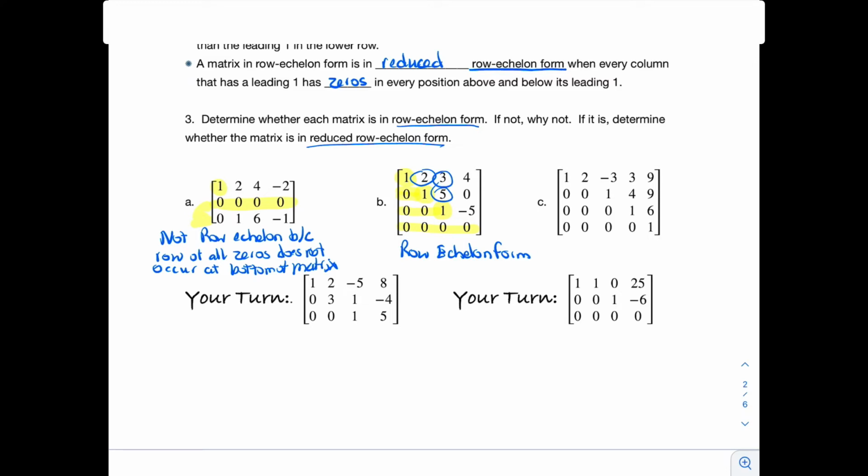Example C: in the first row we have a leading 1, in the second row our first entry is a leading 1, in the third row our first entry is a leading 1, and in the fourth row our first entry is a leading 1. This is in row echelon form. It is not reduced row echelon form, again, because we do not have zeros in all entries above each leading one. Your turn.